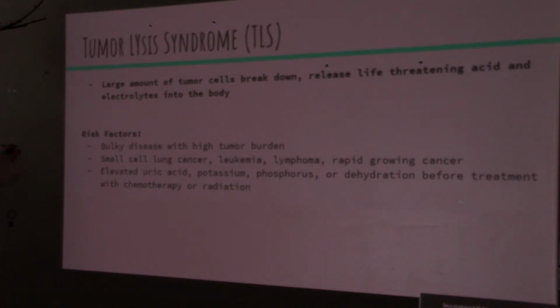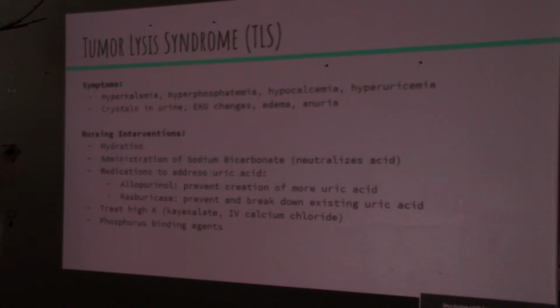And this is not isolated to just getting chemo or radiation that can break down a tumor. This can also occur from rapid growth. So it could occur totally isolated of getting any treatment, which is not necessarily when you would expect it. So it's always a good thing to keep in mind, especially with all those risk factors. So again, the symptoms you would see in lab work: hyperkalemia, high phosphorus, low calcium, and high uric acid. You might actually have crystals in the urine from the high uric acid level, and you'll have edema, anuria, and EKG changes.